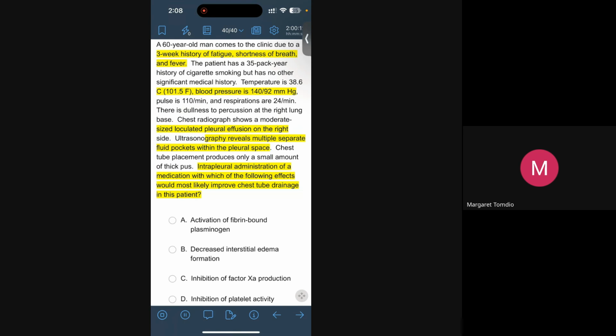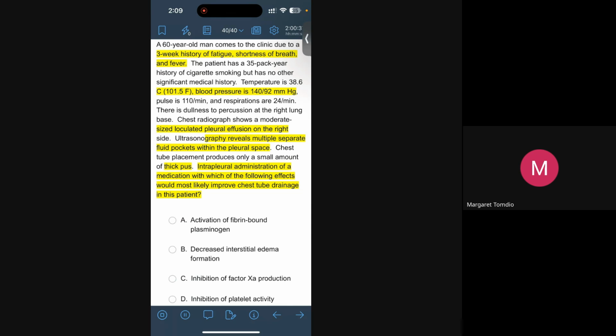Chest tube placement yields only a small amount of thick pus. What is happening here? Empyema. What is empyema? Pus. Empyema is a pleural effusion caused by pneumonia. Okay? Empyema is a pleural effusion caused by pneumonia.